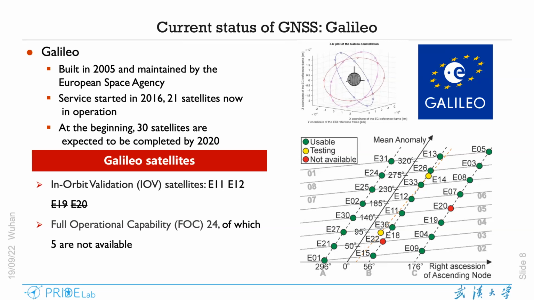Now there are two satellites, the E14 and the E18. Because of a failure of the satellite launch, these two satellites are not in a circular orbit, but in an elliptical orbit instead. These two satellites are used for demonstration of some scientific applications, but they can still be used for positioning, although they are not in good health and can sometimes damage your solutions.